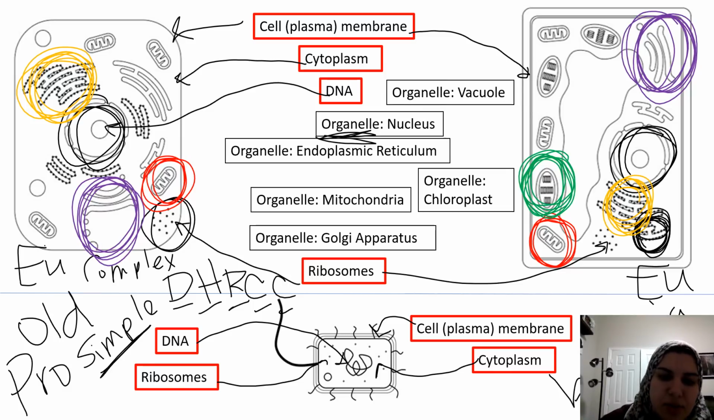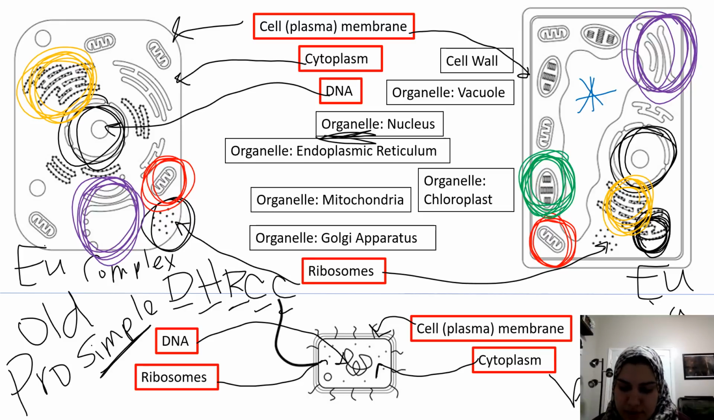The last two that we're going to look at are going to be the vacuole. The vacuole has a specific job in plants where it is for storage. So it's that big blue one that I outlined in blue. Its job is basically to hold on to extra food, extra water, and in certain cases even waste.